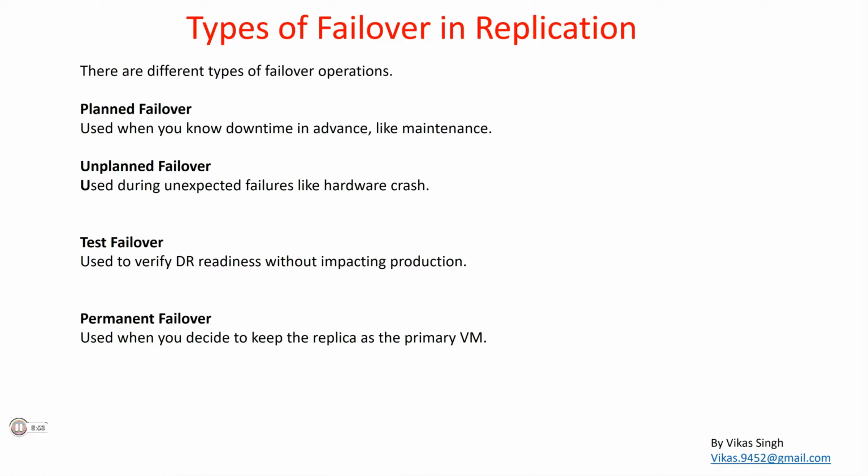Test failover is used to test the disaster recovery setup without impacting your production infrastructure. This is one of the important things. If you want to make sure your disaster recovery environment is working fine, and that you are able to do a disaster recovery of your infrastructure without impacting any production infrastructure. And permanent failover is when you decide to make a replica VM your new production virtual machine. We are going to do all these things, planned failover, unplanned failover, test failover, and permanent failover, in our lab environment in coming videos. So stay tuned for that.